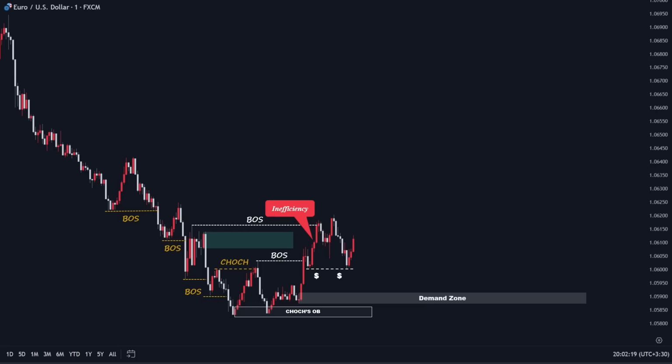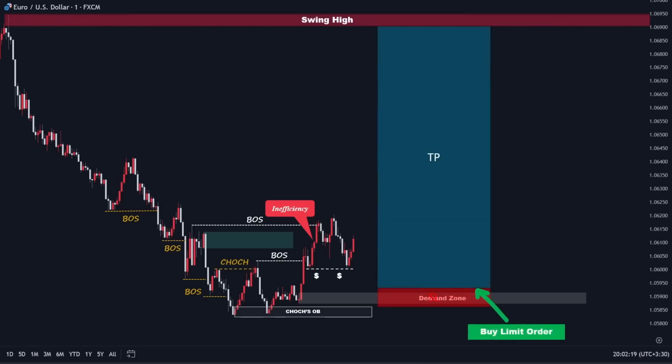The third rule emphasizes that the price should have left inefficiency behind when forming a break of structure. It's clear that we have it here. The fourth and last rule is that the price must form liquidity zones near the identified point of interest, which has already been met here. Now that all criteria have been met, we can go ahead and place a buy limit order at our identified point of interest, with the stop loss a few pips below our zone. For the take profit, I'm going to target the swing high.